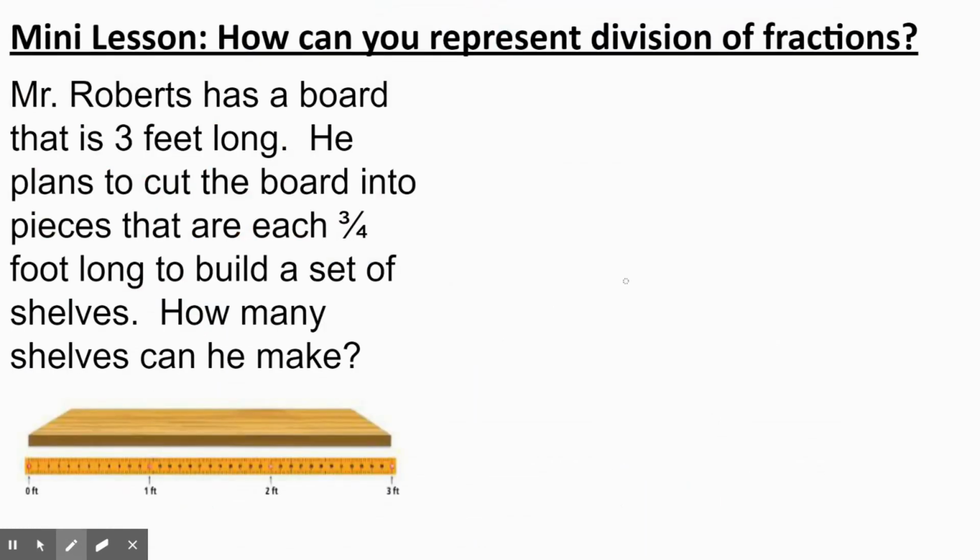So now that we've talked about the reciprocal, let's look at where we're actually going to use it. In this problem, Mr. Roberts has a board that's 3 feet long, and he's planning to cut that board into parts that are 3/4 of a foot long. So we're going to start off by writing down an equation. 3 divided by 3/4.